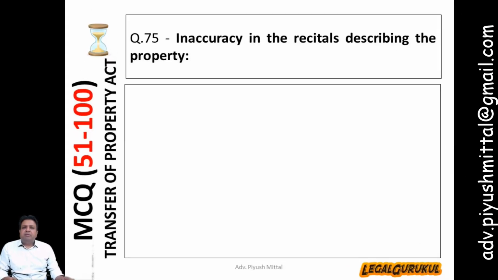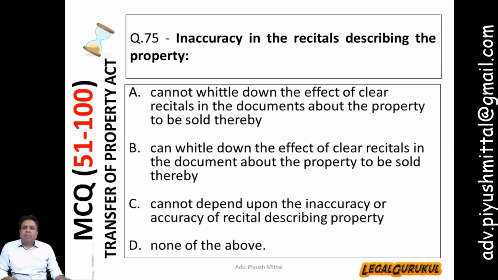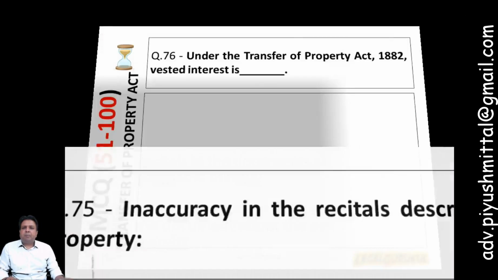Question number 75. Inaccuracy in the recital describing the property. A, cannot whittle down the effect of a clear recital in the document about the property to be sold thereby. B, can whittle down the effect of clear recitals in the document about the property to be sold thereby. C, cannot depend upon the inaccuracy or accuracy of the recital describing the property. D, none of the above. And the correct answer is A.